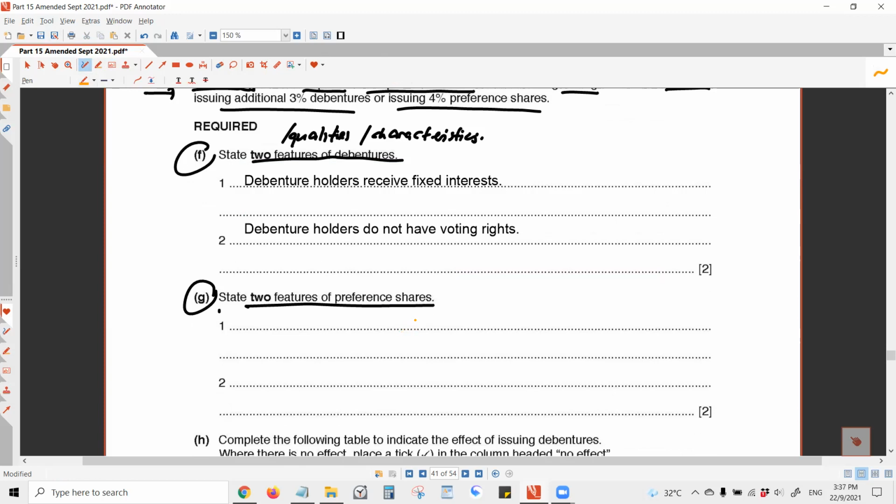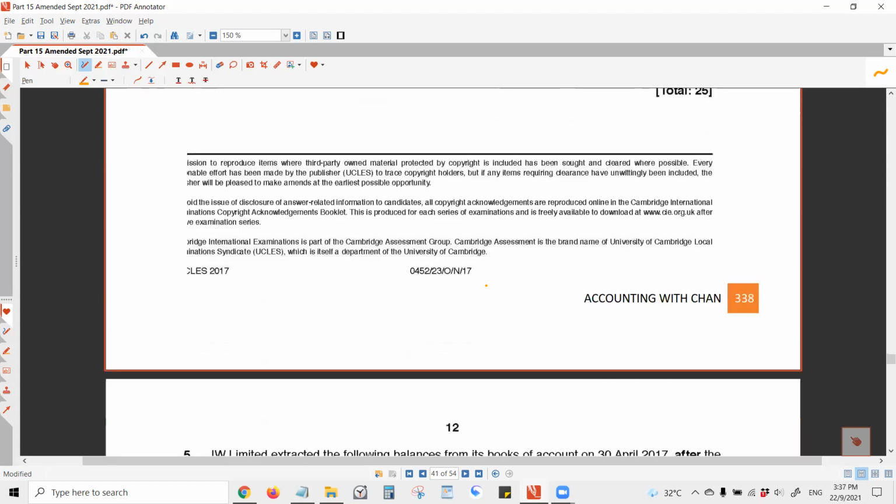Preference shareholders don't have voting rights. And preference shareholders receive fixed dividends, right? You see, we have written a lot of points using ideas about voting and dividends. These are easy points to write. No voting rights, receive fixed dividends. Next.